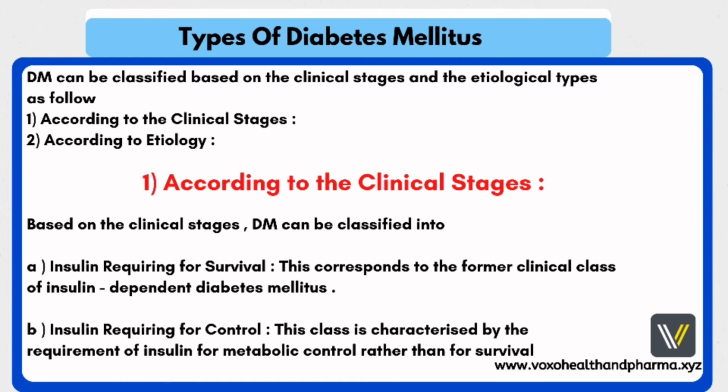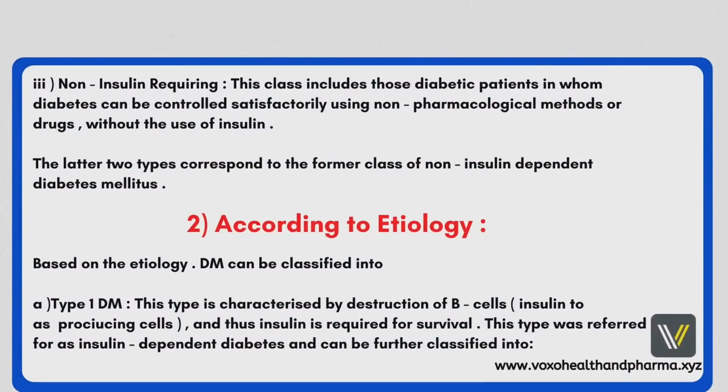1. Insulin requiring for survival. This corresponds to the former clinical class of insulin-dependent diabetes mellitus. 2. Insulin requiring for control. This class is characterized by the requirement of insulin for metabolic control rather than for survival. 3. Non-insulin requiring. This class includes those diabetic patients in whom diabetes can be controlled satisfactorily using non-pharmacological methods or drugs without the use of insulin. The latter two types correspond to the former class of non-insulin dependent diabetes mellitus.